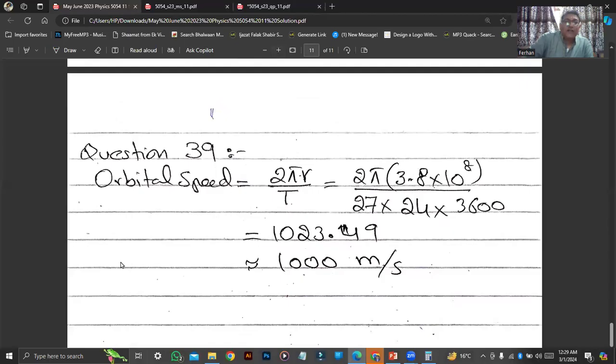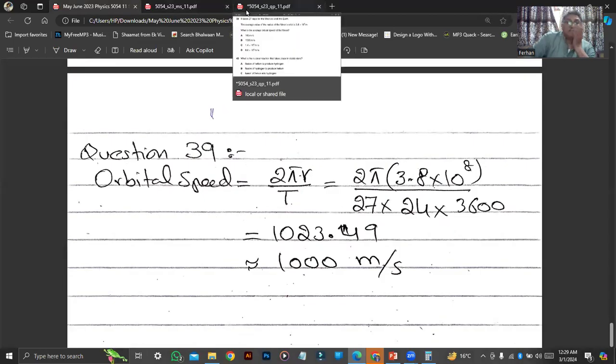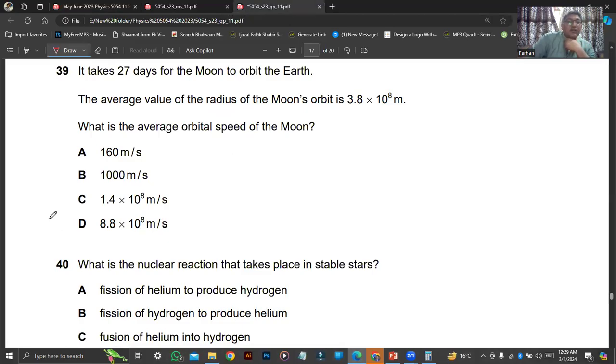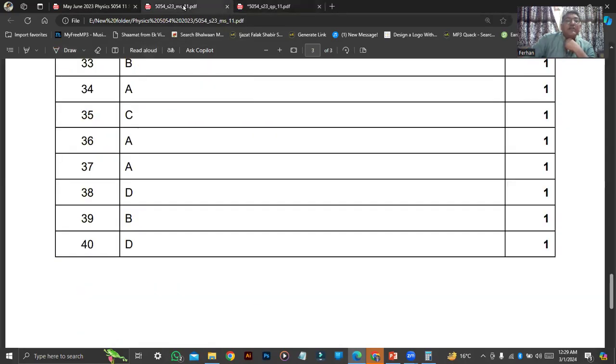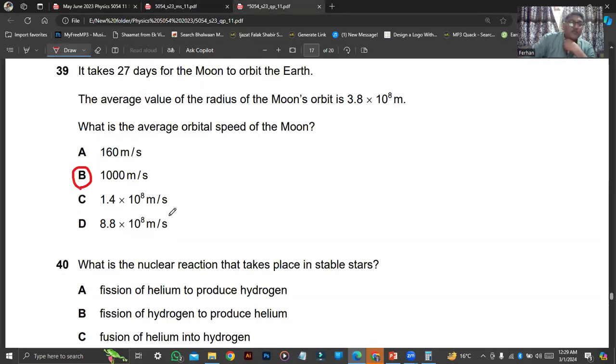So we will have orbital speed is 2 pi r divided by t. So 2 pi 3.8 expo 8 divided by 27 days. So multiply 24 multiplied with 3600, because in 1 hour there are 3600. In 1 day there are 24 hours. So when you will do it, you will get 1023.49. So approximately 1000 meter per second. Question number 39, B is the answer. Question number 39, B is the right option, sir.